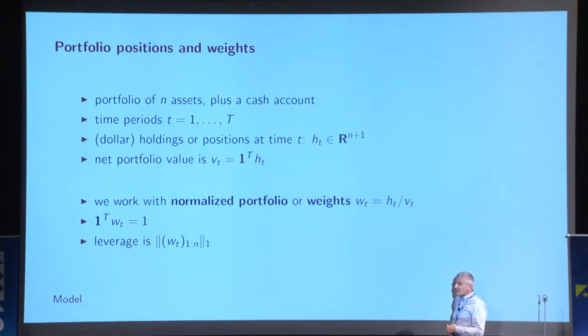These could be days, hours, minutes, seconds. I mean, that is completely irrelevant, what it is. And what you'll do is we'll denote the dollar holdings as HT, like this. So HT, the N plus first component, is going to be your cash holding on day t. It's negative if you've borrowed money, positive if you have some in your account. And the net portfolio value, we're going to call that VT, is just the sum of that.